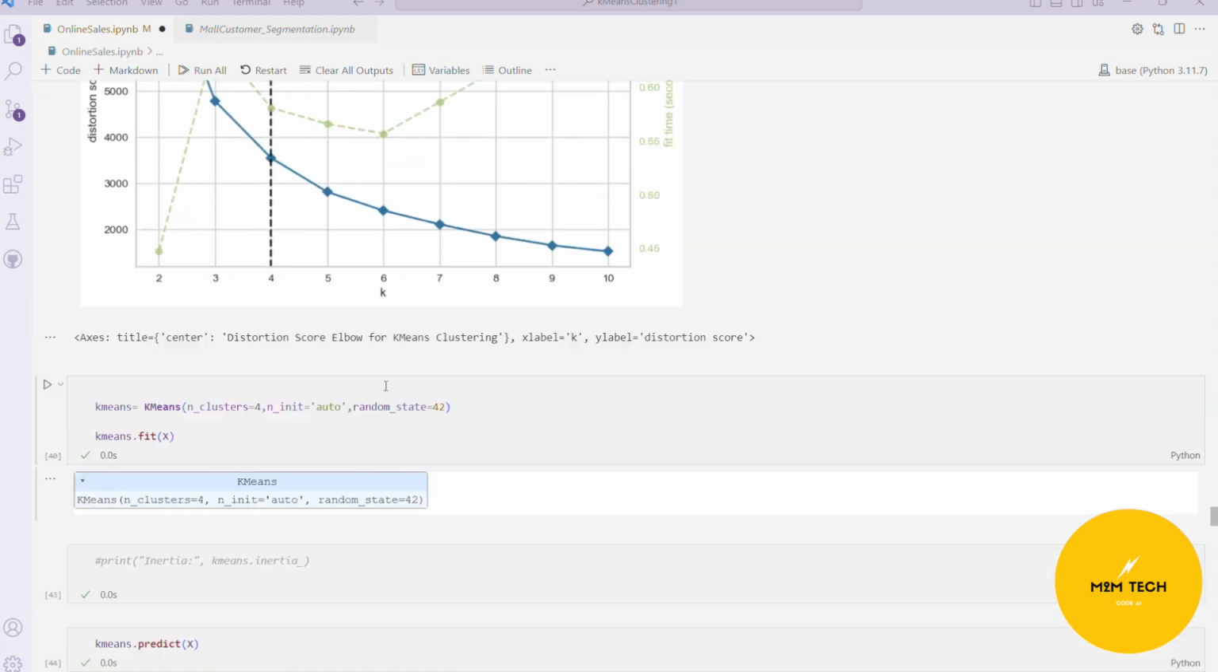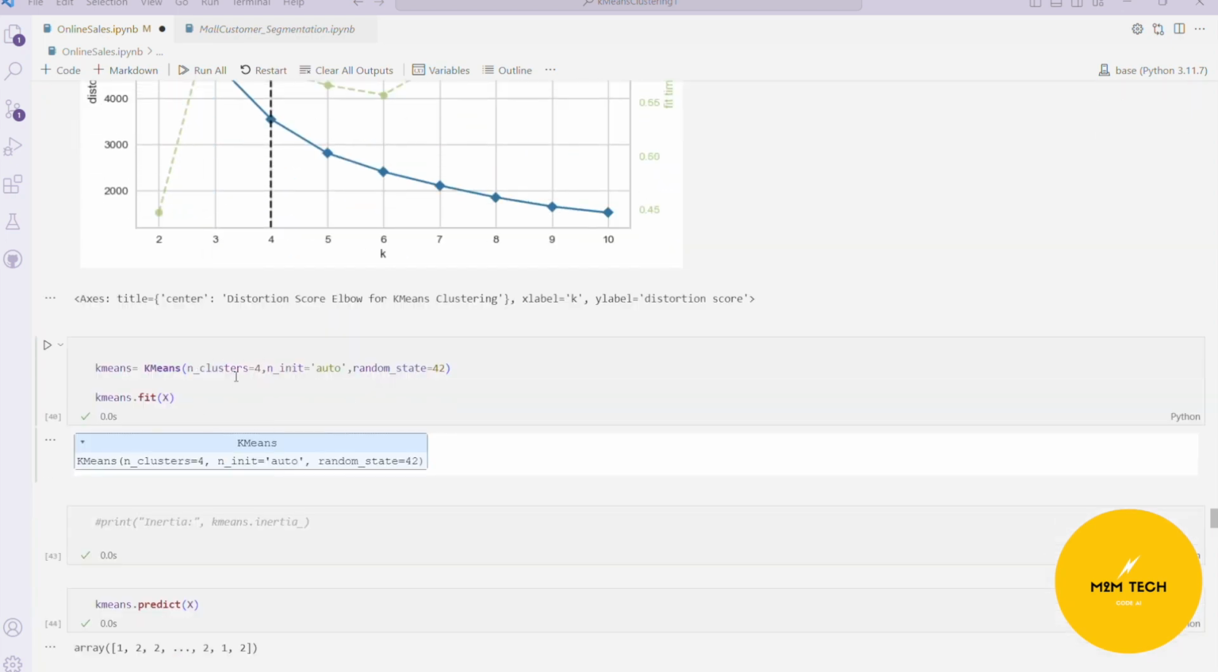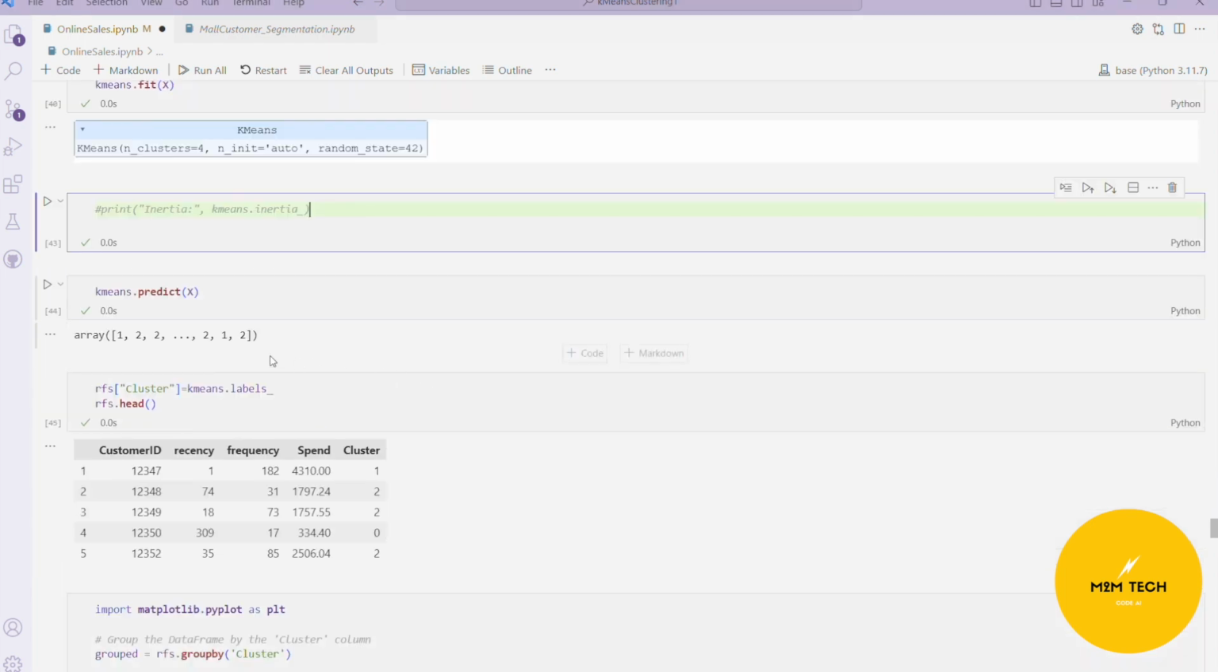So I did that, and then I used 4 clusters and then trained the k-means, initiated the k-means method and fitted the data on it, and then I used the predict method to predict the cluster for each of the customers in the data set based on recency, frequency, spend. And then you can already see that we have this customer ID and the clusters.